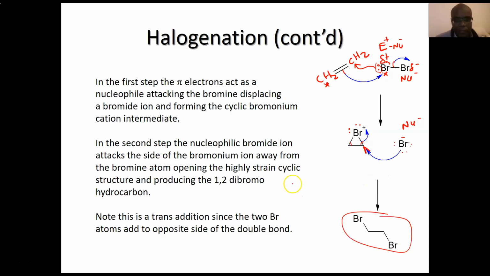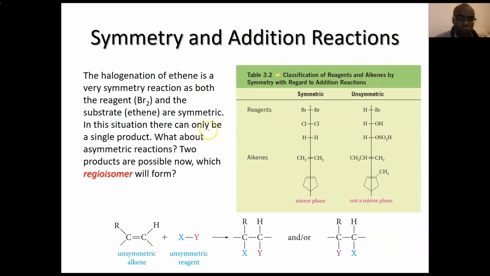You end up with a dihalogenated molecule called 1,2-dibromoalkane. So in other words, you started with ethene in presence of Br2, you get 1,2-dibromoethane. The pi bond reacted.